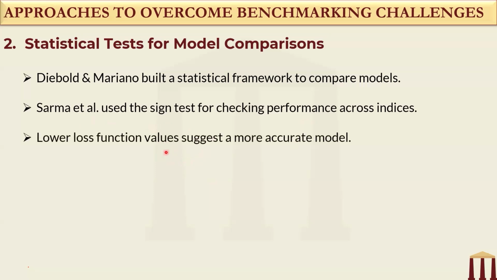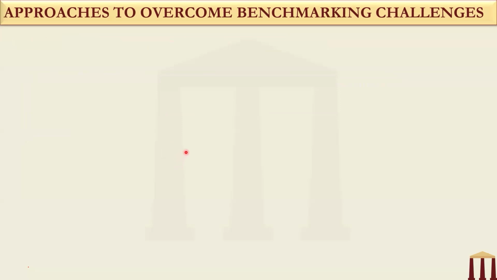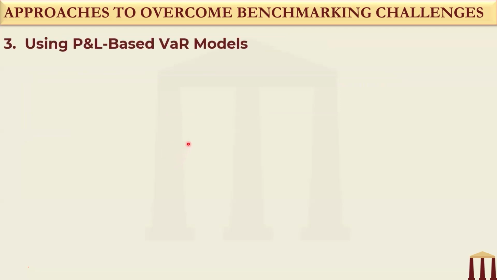Now, both these approaches connect back to the loss functions. Lower average loss function values will suggest that a model is more accurate and less prone to underestimation. So when comparing models, you're not just eyeballing charts, you're also backing up with statistical evidence. The third approach takes a more grounded real world angle, using the profit and loss based VaR models for benchmarking.